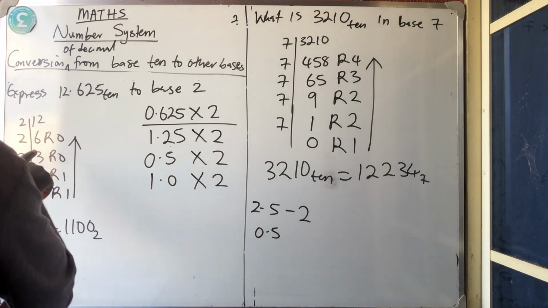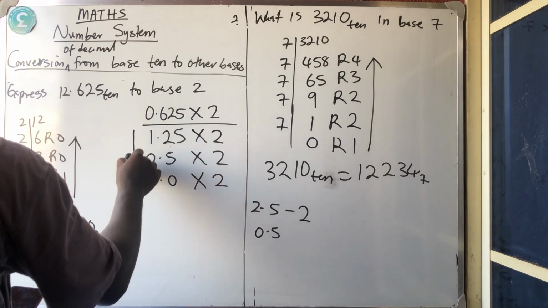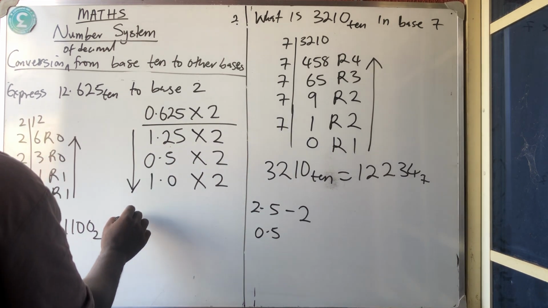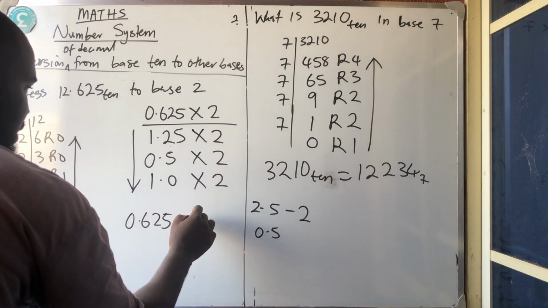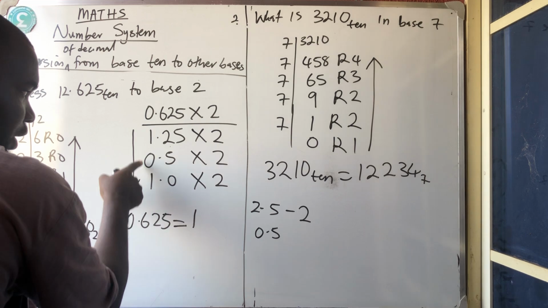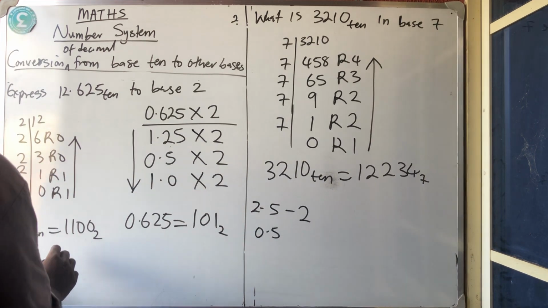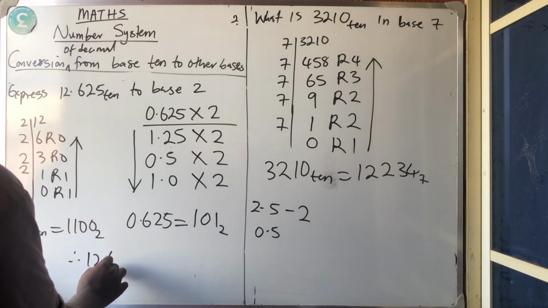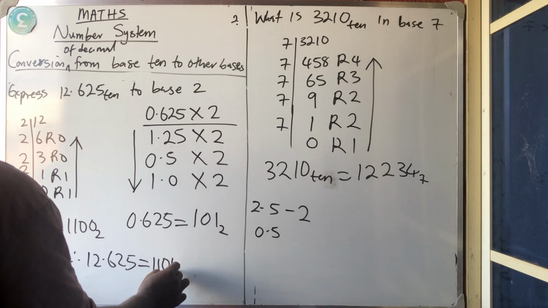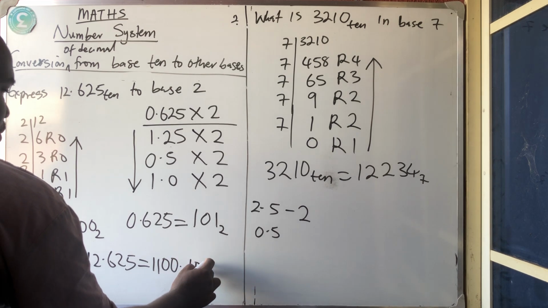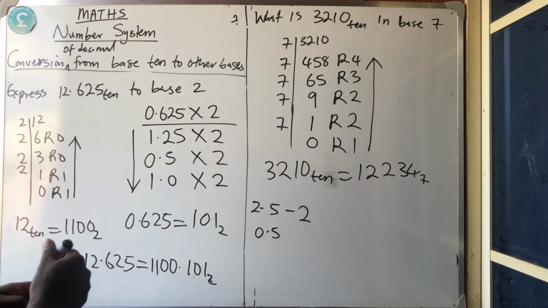So my answer, remember in this one, my answer is from down to up. But in decimal, the answer is from up to down. Okay, so which means 0.625 is the same thing as saying 101 in base 2, and you are taking the whole number part too. So therefore 12.625 is the same thing as saying 1100.101 in base 2. Okay, you see, it's very, very simple.